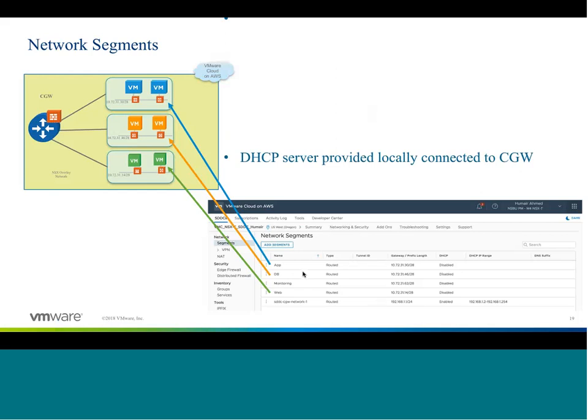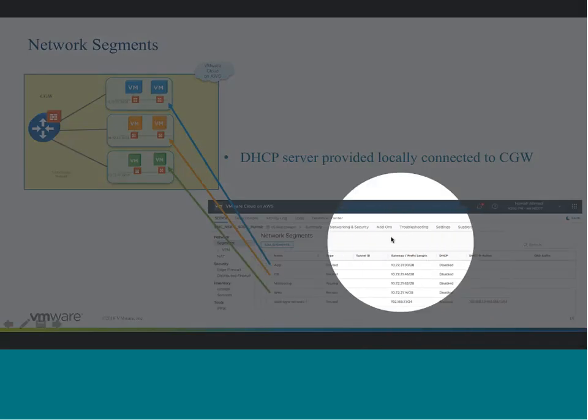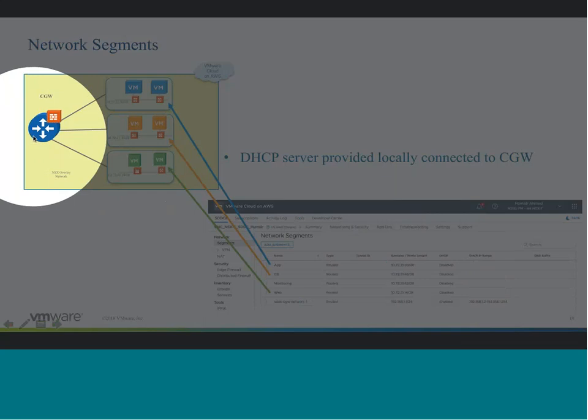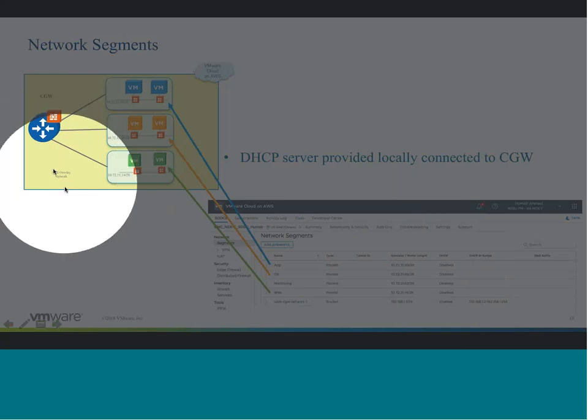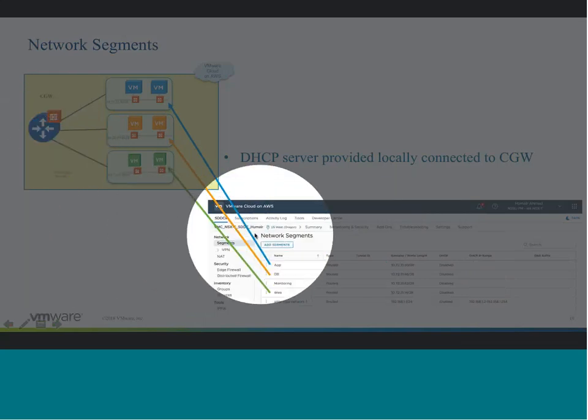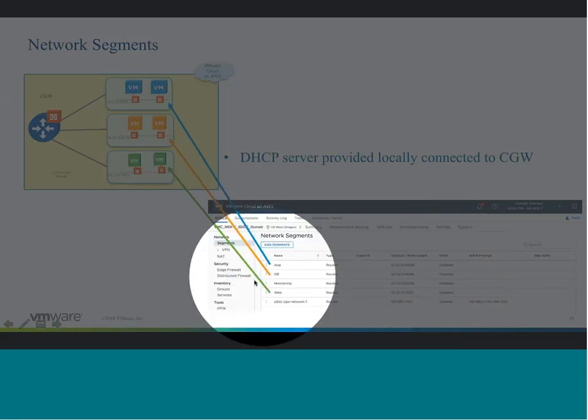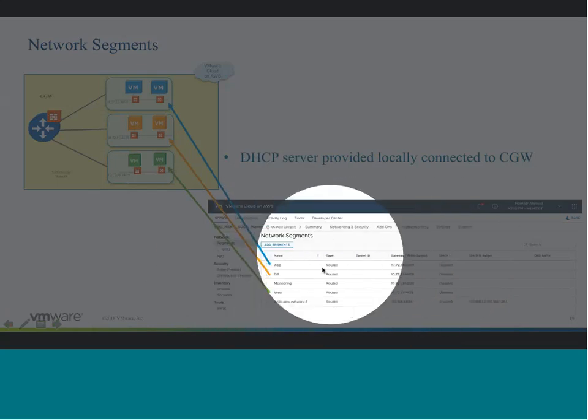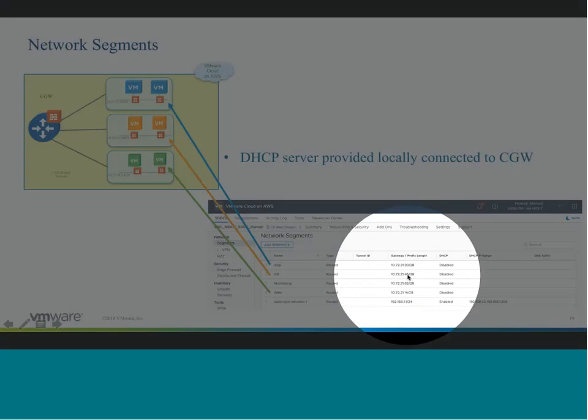So here they can configure the network segments. They can also enable DHCP. We actually have a hidden network segment here running with a DHCP server. So when they're creating these network segments, they can also, if they want, customers can enable DHCP as well.